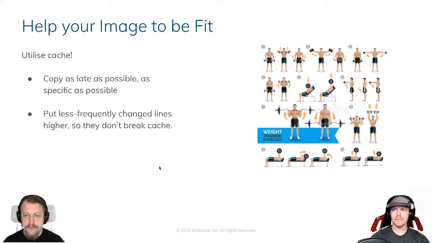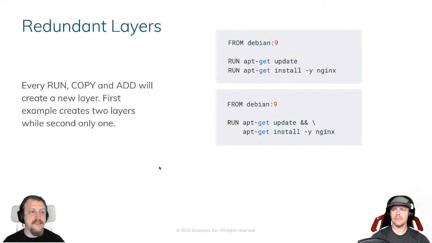Then, enough of weight training exercises. Redundant layers. And now, as said before, every run, copy, and add will create a new layer. The first example creates 2 layers, while the second, only 1. So we see here, first we have run apt-get update, second, run apt-get install nginx. Will it work? Yes, it will. It makes one redundant layer we most probably don't want to have.